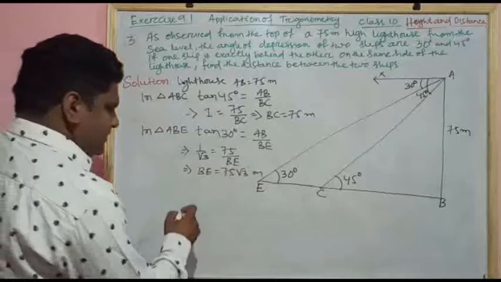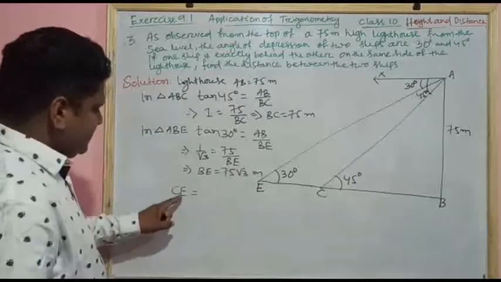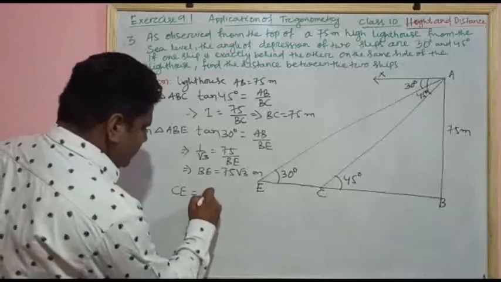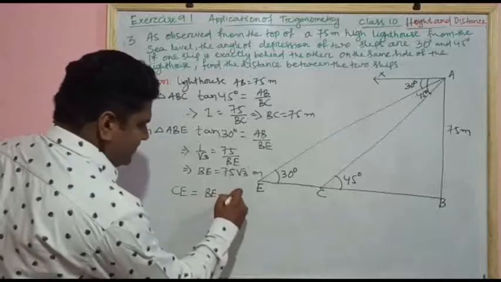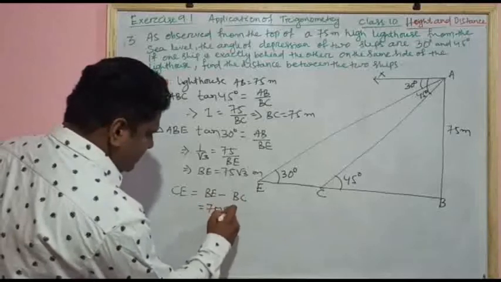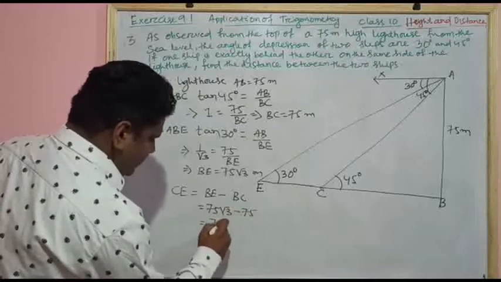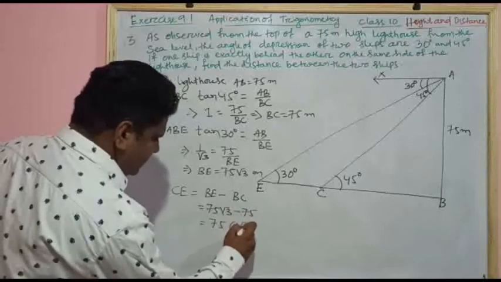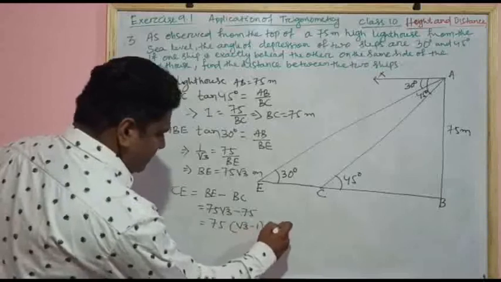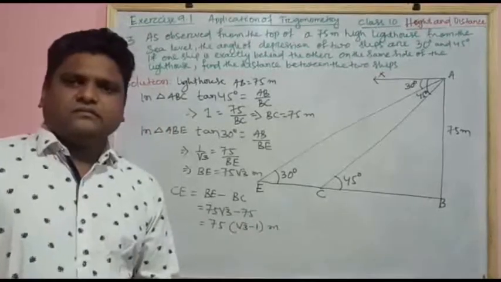Now we have to find the distance CE, that is the distance between the two ships. CE is equal to BE minus BC. BE equals 75 root 3, BC we found is 75. 75 can be taken as a common factor, so the remaining is root 3 minus 1. So we got the answer for number 13. Thank you.